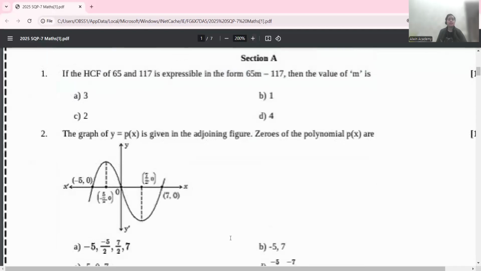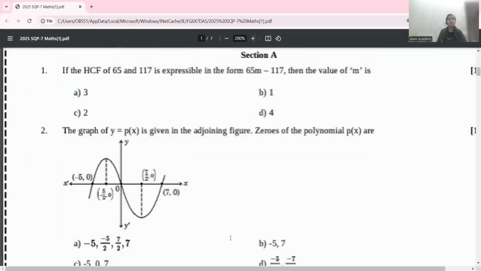The first question says if the HCF of 65 and 117 is expressible in the form 65m minus 117, then the value of m is. Now first I prime factorize 65, from which I get 13 to the power 1 times 5 to the power 1. Then I prime factorize 117, I get 13 to the power 1 into 3 to the power 2. So their HCF is basically going to be 13.